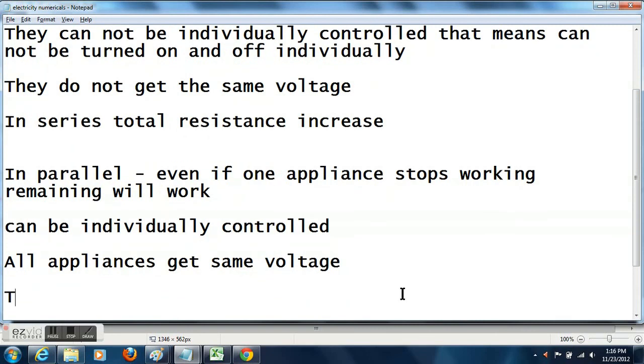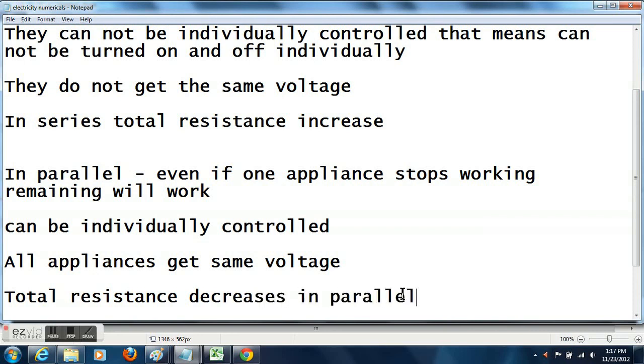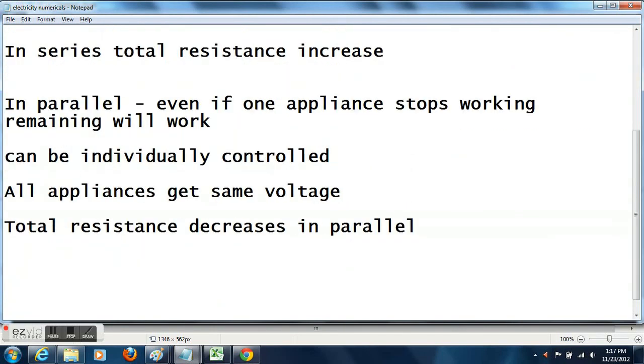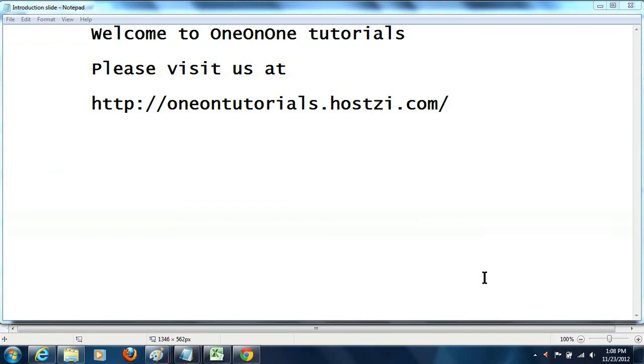All the appliances will get the same voltage, so they will work. You will see that every appliance is working perfectly, every lamp will glow properly, they will not glow dim. That is one advantage. Total resistance will decrease in parallel, so it will not produce a lot of heat either. So these are some of the advantages and disadvantages.